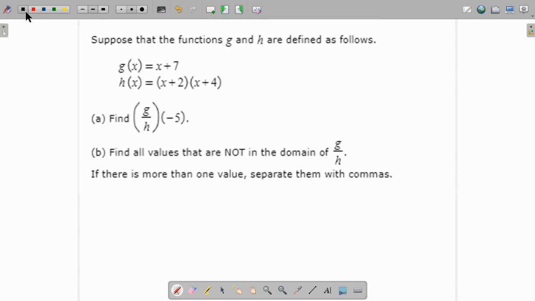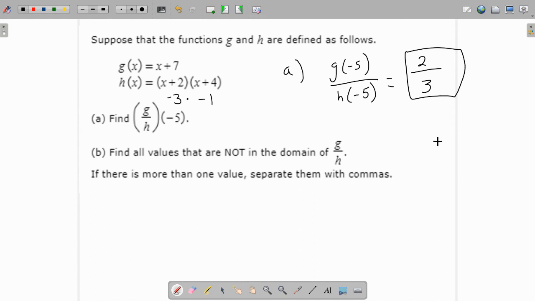If you want to pause it, go ahead. So A, G of negative 5 over H of negative 5. G of -5 plus 7 is 2. H of -5, that is -3 times -1, which is +3, so 2/3. And now G over H. All we care about is the H, so you could really skip writing this out.